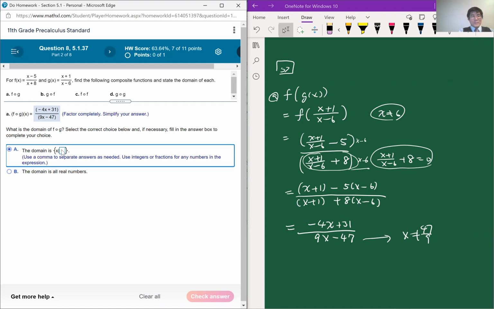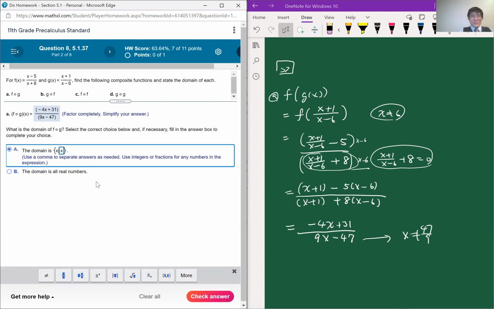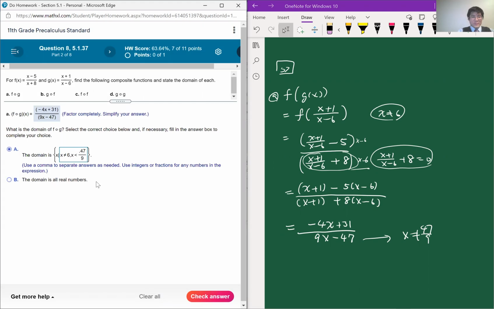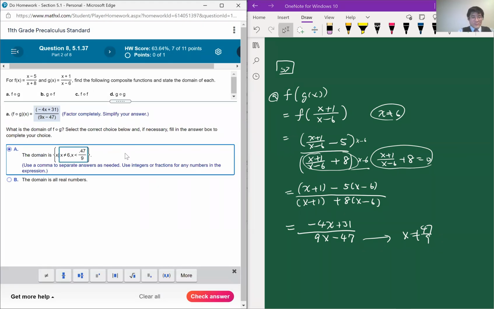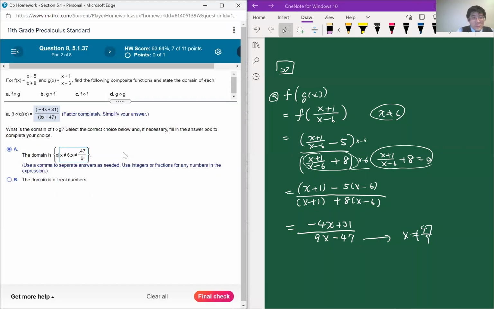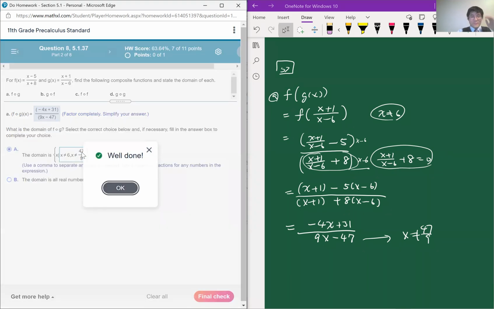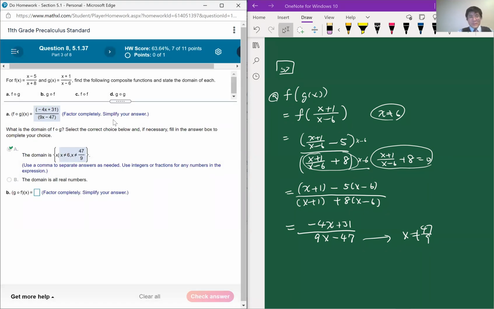And the domain is anything except 6 and 47 over 9. I typed wrong. Oops, I have a point dot here. Okay, should be working. So likewise, we're going to do the same thing for B, C, D.